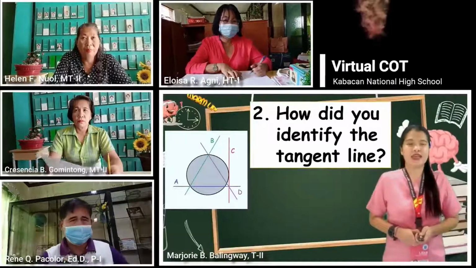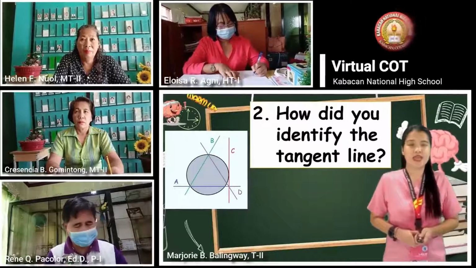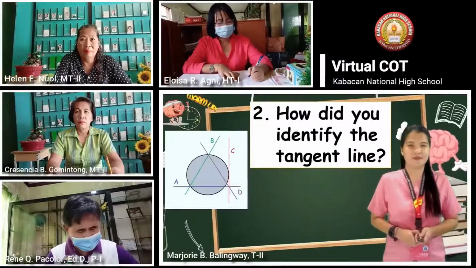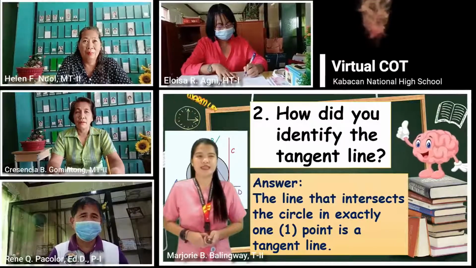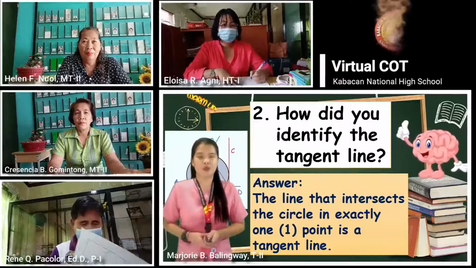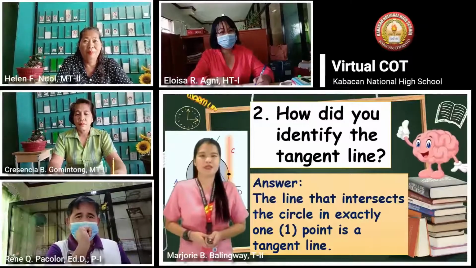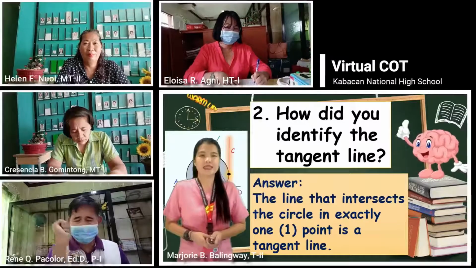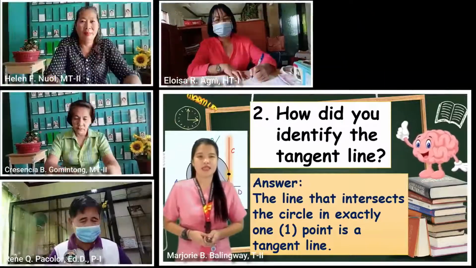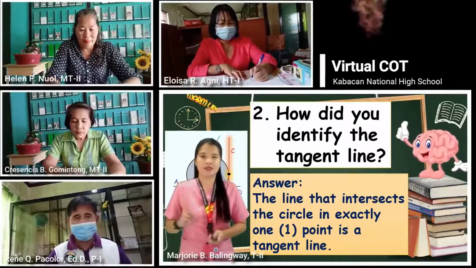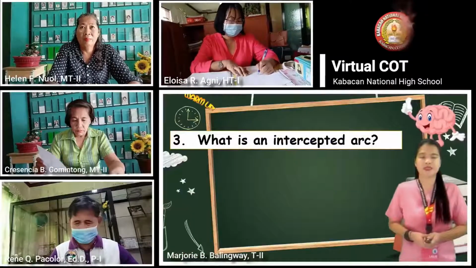Next question. How did you identify the tangent line? Do you have any idea? The line that intersects the circle at exactly one point is called a tangent line. If we go back to number 1, line segment C is the only segment that intersects the circle at exactly one point. Therefore, it is called a tangent line.